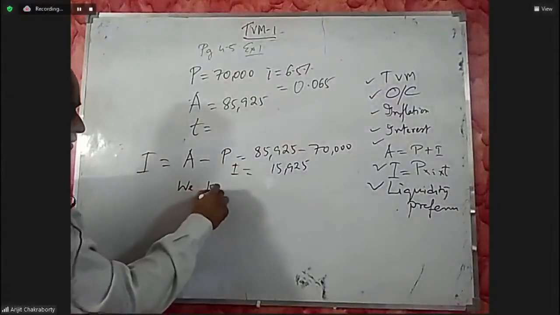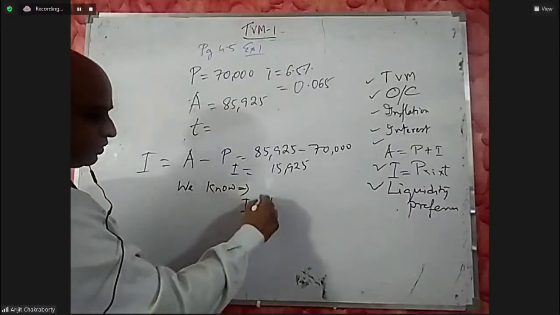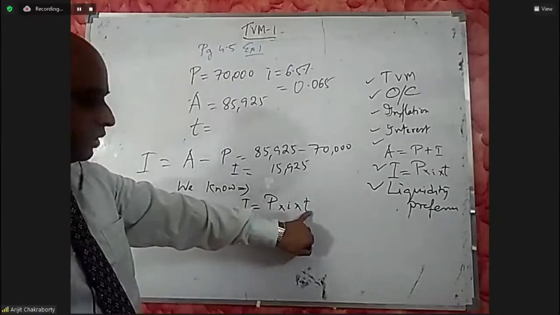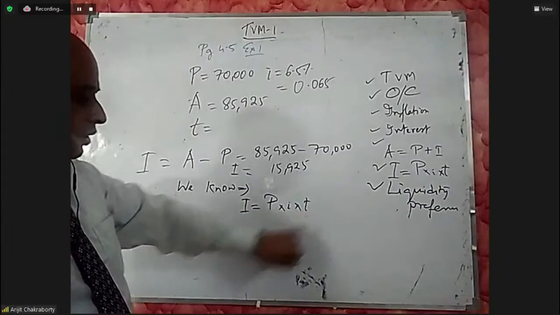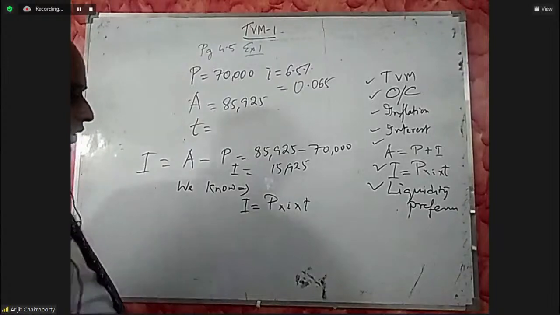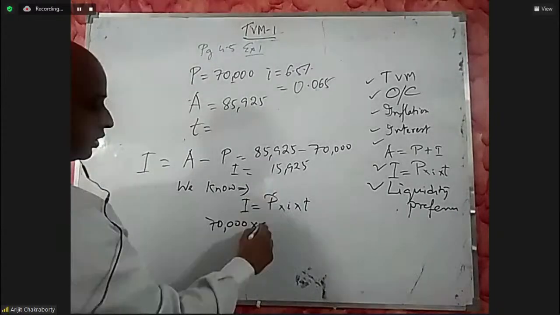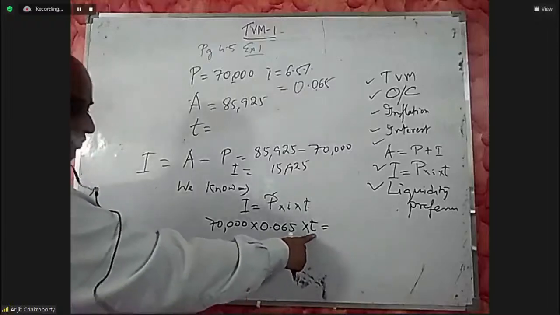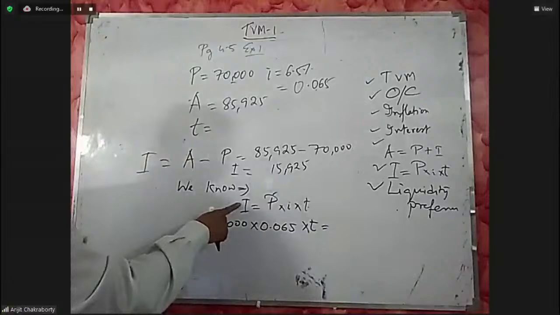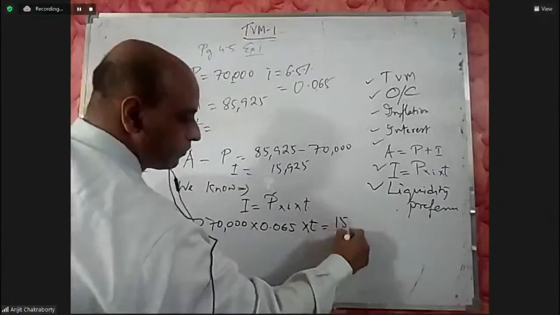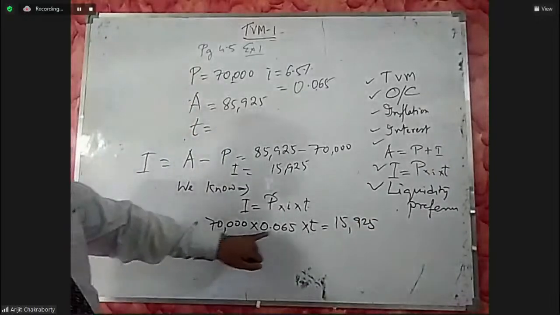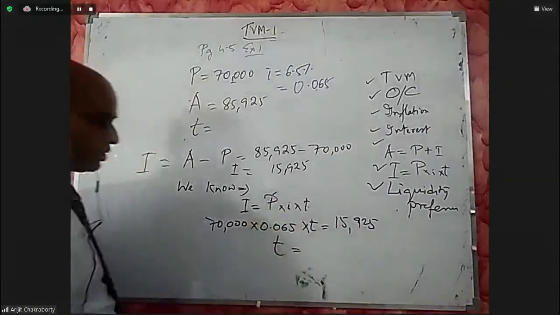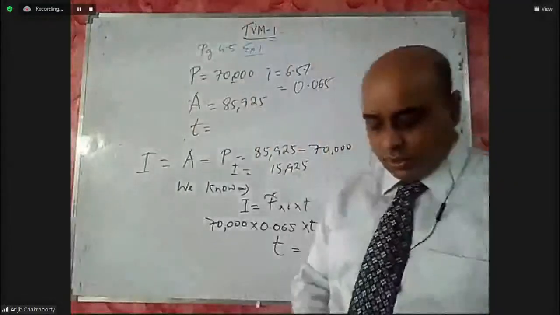Now this is the interest I. We know that I is equal to P × I × T, where P is the principal, I is the interest rate, T is the time. So let me put P, rate 0.065. Time we don't know. This is T, time. We have to find time. But this is equal to the interest, and the interest is 15,925. So you have 70,000 × 0.065 × T = 15,925. So can we solve for T?